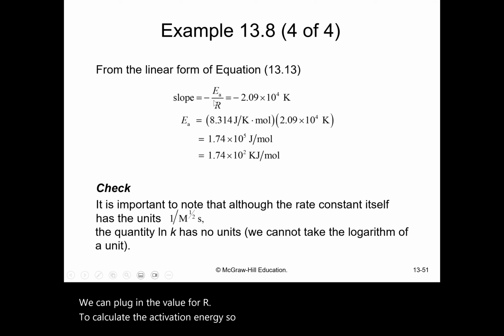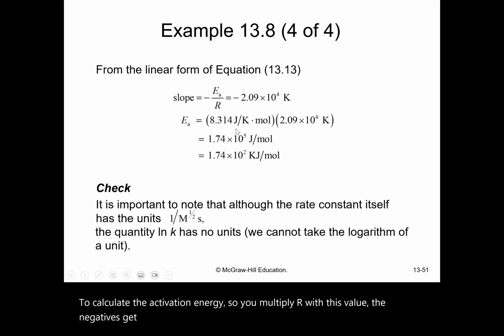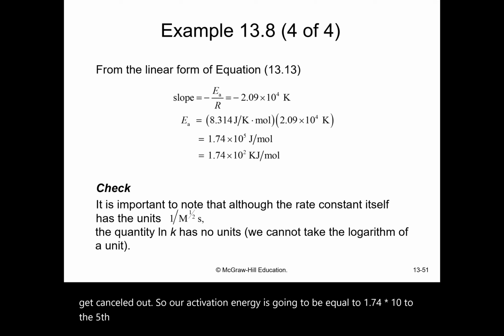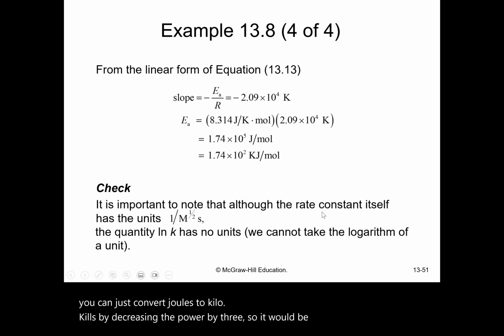So you multiply R with this value, the negatives get cancelled out, so R is 8.314. And we multiply this, and the negatives get cancelled out, so our activation energy is going to be equal to 1.74 times 10 to the 5th joules per mole. The problem states to have the answer in kilojoules, so you can just convert joules to kilojoules by decreasing the power by 3. So it would be 1.74 times 10 to the 2nd power.